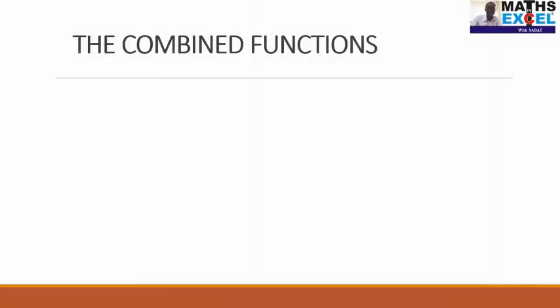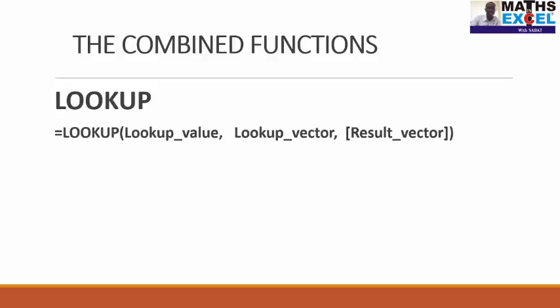So the combined function we are going to be looking at today, we have first the lookup function, and it is given by the following formula. We have the function as lookup and the arguments. Under the arguments we have lookup value, lookup vector and result vector.